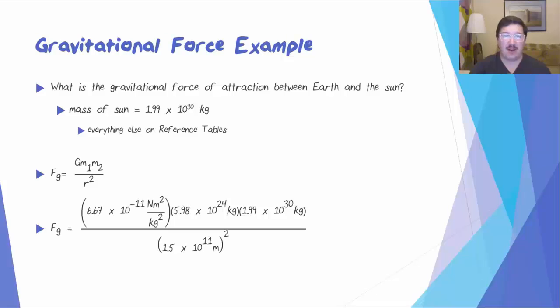The mass of the Earth is 5.98 times 10 to the 24 kilograms, and the distance between the Earth and the Sun is 1.5 times 10 to the 11 meters. If we carefully do all of that math, remembering to square the distance between the Earth and the Sun, we should find that the force of gravity between the Earth and the Sun is 3.5 times 10 to the 22 newtons. Please take a moment and see if you can get the same answer plugging those numbers into your calculator.